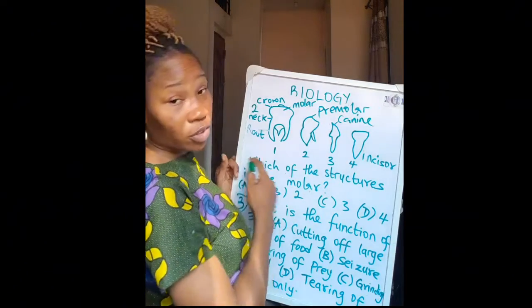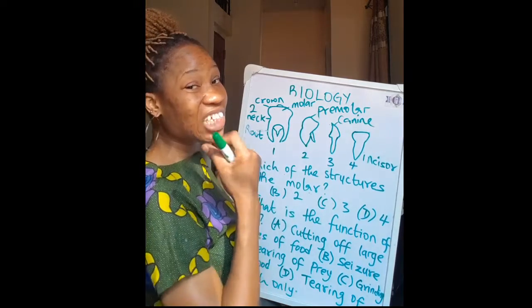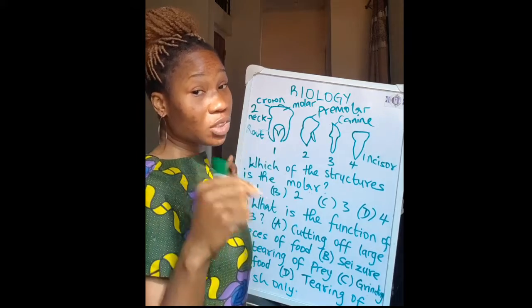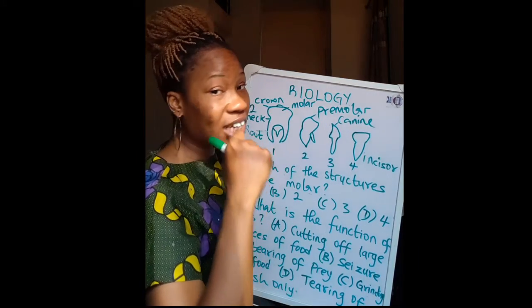Now, for you to know the functions, the structure will give you the functions. Canine has a pointed end here. So it's always used for tearing. But remember, it can also hold a bit. The one that does the major holding actually is the incisor. You just use it to hold and then use something to tear.